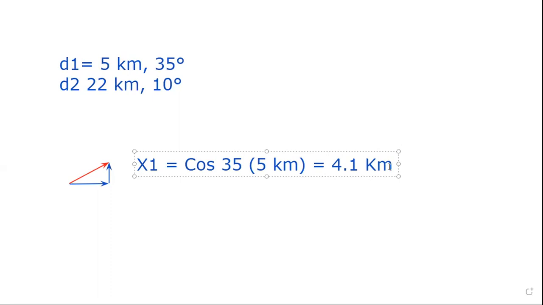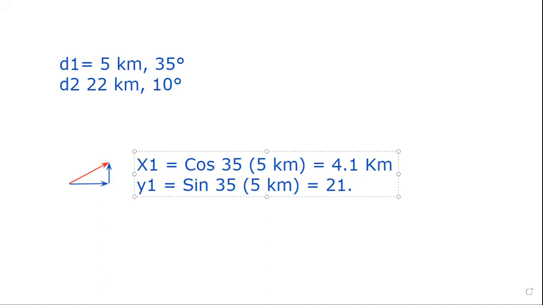Now I'm going to find the opposite leg, which is Y1. How do you find it? Sine of the angle times the hypotenuse, I mean 5, sorry. Remember, we're trying to find both components for this triangle, and we can use these formulas because we know the angles. So how much is this? 21.7 kilometers, right? And that's for D1.